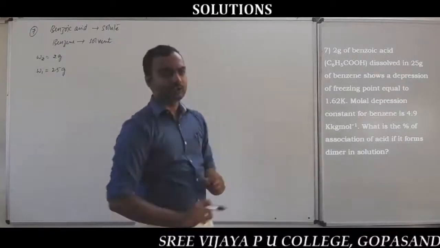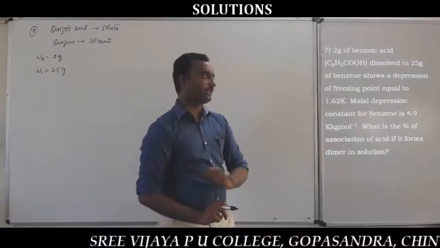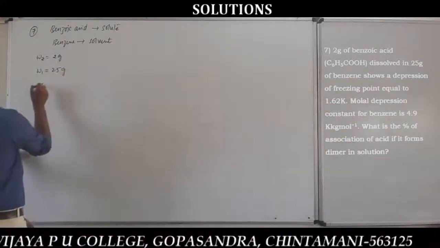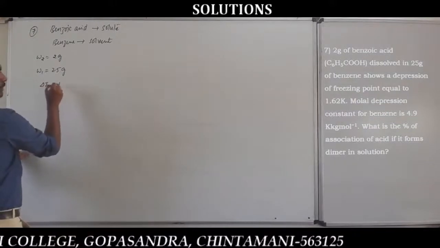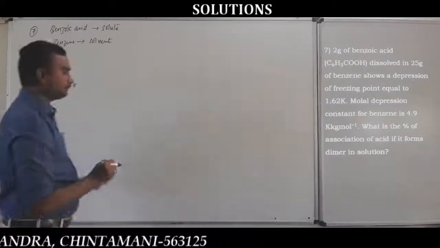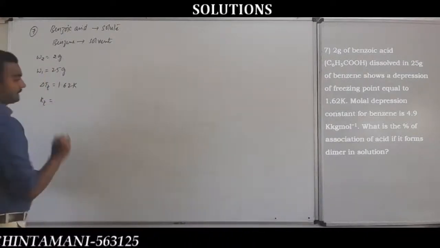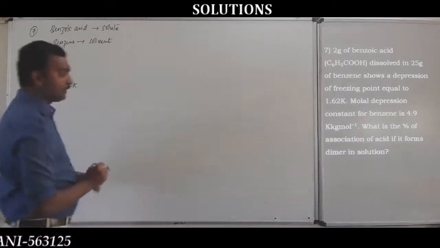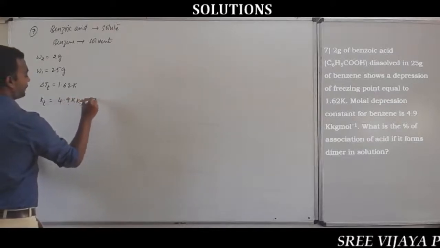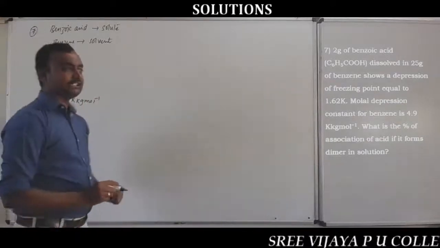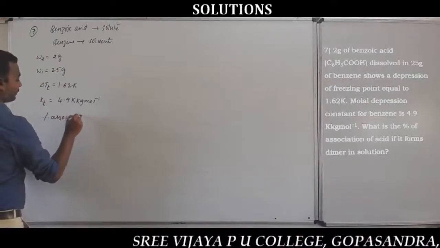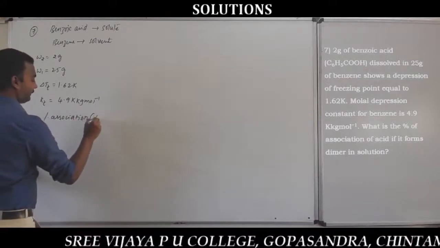When you add the solute into the solvent, the freezing point definitely will decrease. The depression of freezing point, delta Tf, is equal to 1.62 Kelvin. Molar depression constant for benzene, that is Kf, the cryoscopic constant, is about 4.9 Kelvin kg per mole. What we have to calculate is the percentage association, that is alpha A.